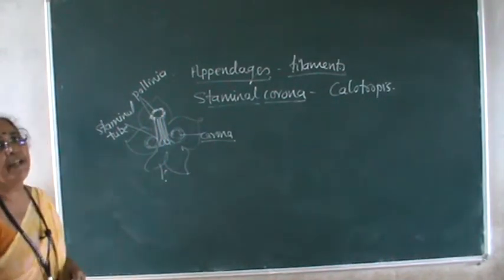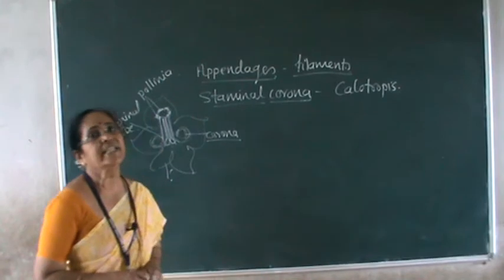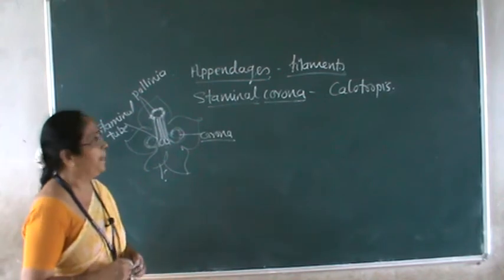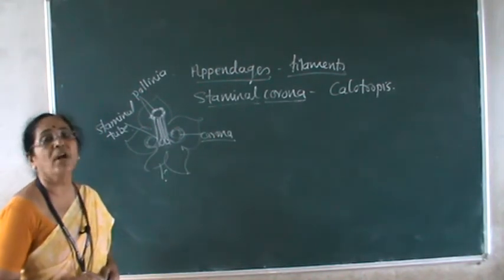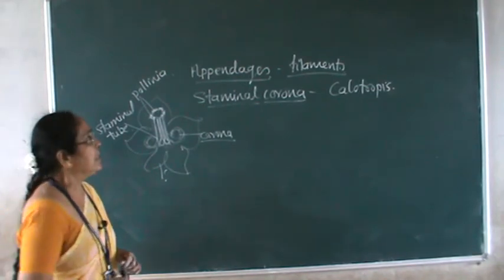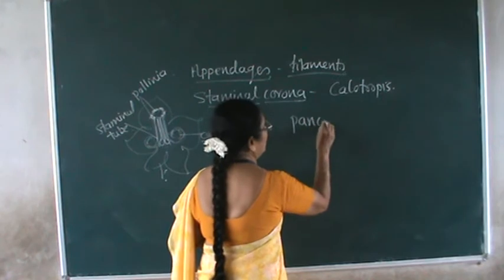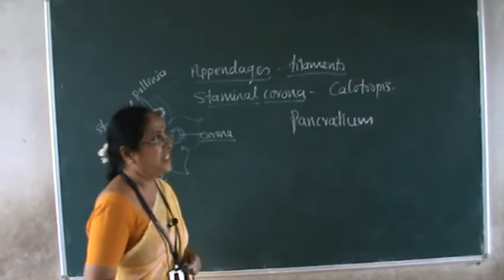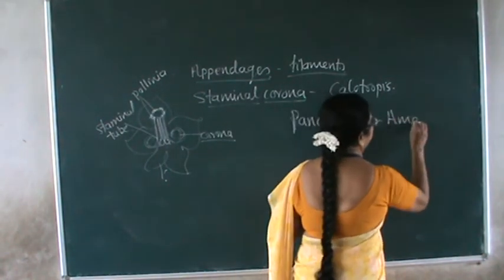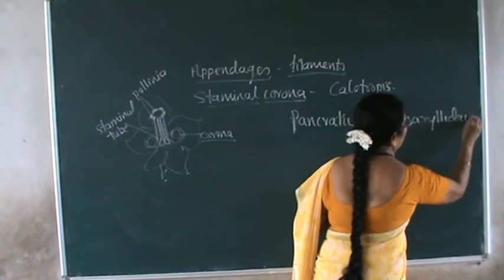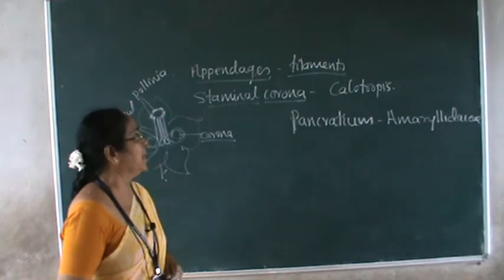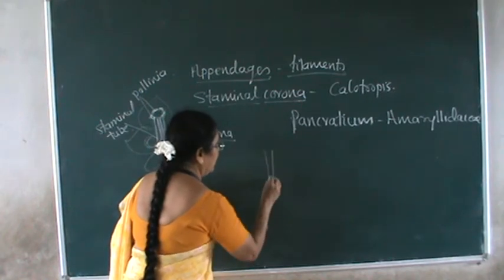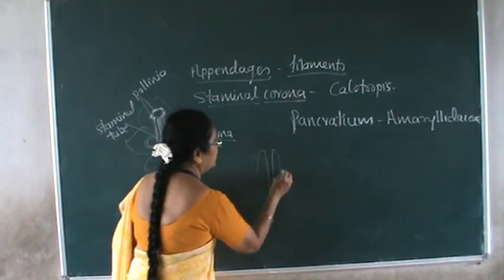Extra decorative part of the flower is called corona. It is an extra appendage attached to the filament of the stamen in case of Calotropis, and that is why it is called staminal corona. It is not part of the corolla, it is the staminal corona. The similar kind of structure is also found in the flowers of genus Pancratium. Pancratium is a member of family Amaryllidaceae, an ornamental plant made up of six tepals, white flower.